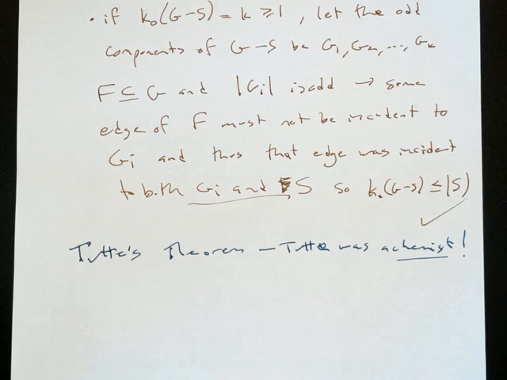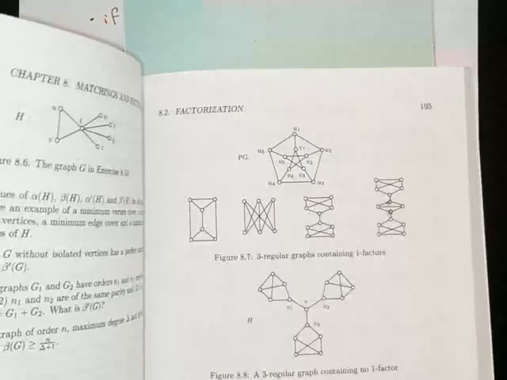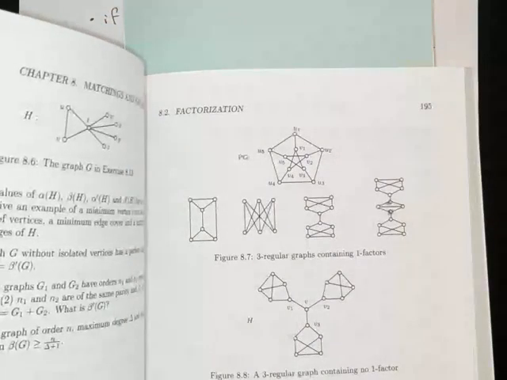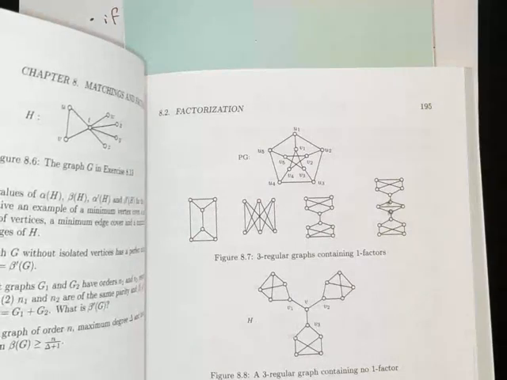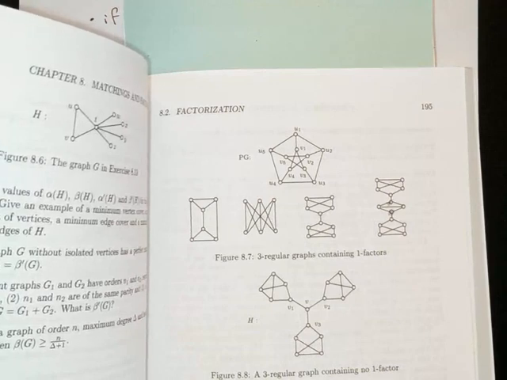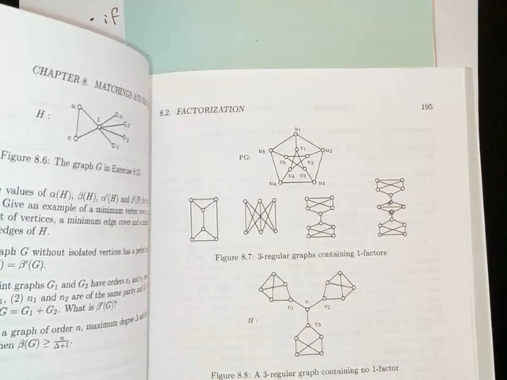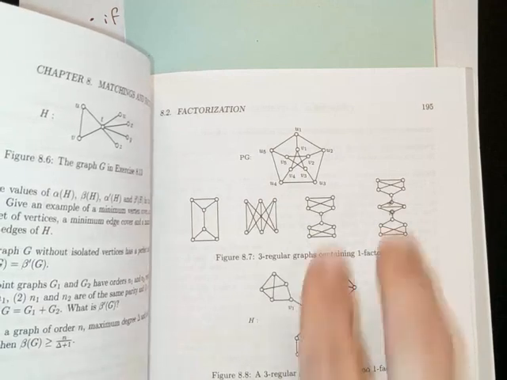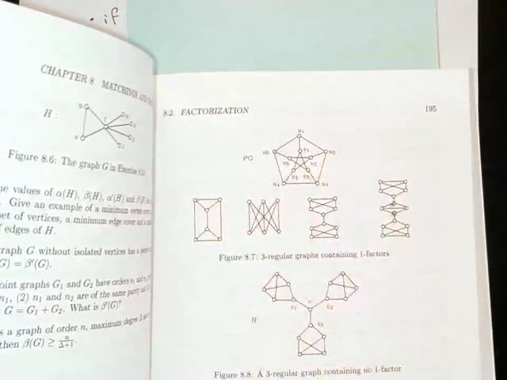Questions? Our drawn pictures, page 195, of the ones that have one-factors and the one that doesn't: all of those upper graphs have one-factors. The first two in the second row and the Petersen graph have a criterion that the second two in that bottom row don't have. How are these two different than these three?